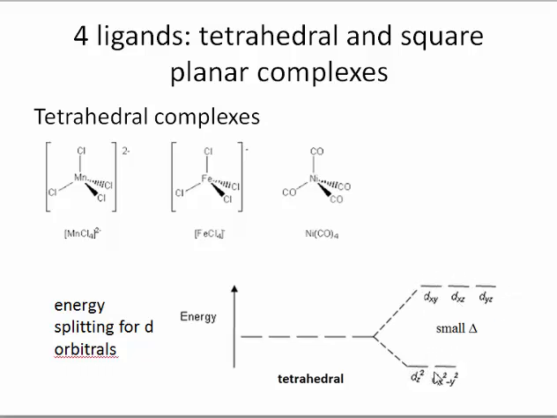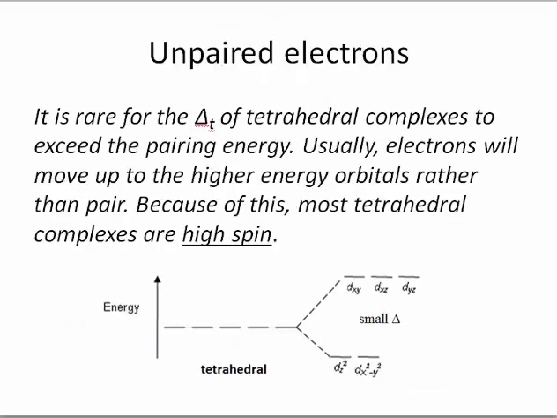The difference between these 2 and these 3 is always small for a tetrahedral complex. So small, in fact, it's rare for the delta for tetrahedral complexes to exceed the pairing energy. Usually, electrons will move up to the higher energy orbitals rather than pair. Because of this, most tetrahedral complexes are high spin complexes.